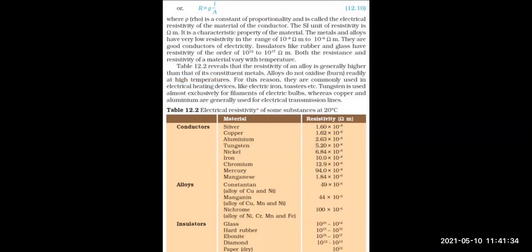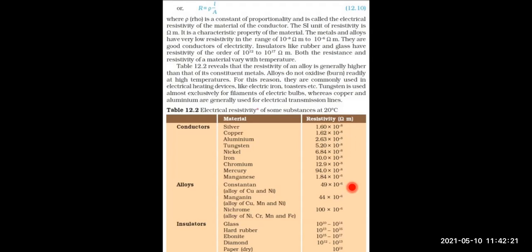Okay, now let's see some of the applications of electrical resistivity. So children, alloys, as you can see, their electrical resistivity is generally higher than the constituent metals. The resistivity of conductors is low, 10 to the power minus 8. But if you combine two metals, then you get an alloy. Alloy resistivity is of the order of 10 to the power minus 6, which is greater than 10 to the power minus 8. So alloys have higher electrical resistivity as compared to their constituent metals.